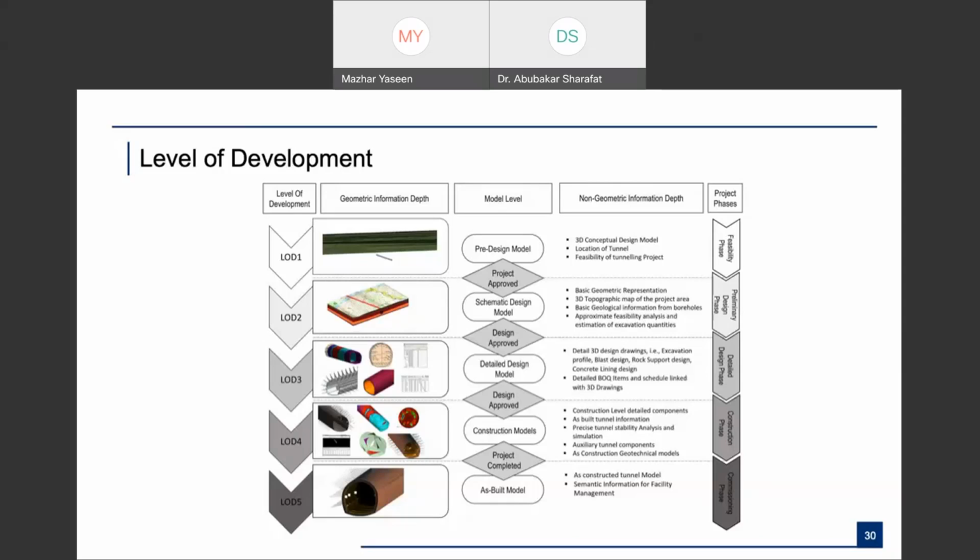Let's assume you develop a detailed design even as a pre-design model, and maybe the project is not going to happen. So at the feasibility stage we call it level of development 1, in which we go for the pre-design model, and we just give the basics, the feasibility and the location of tunnels. So this is a different level of development that we have to define for tunneling projects.